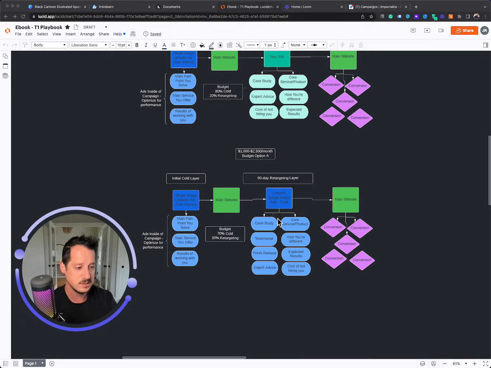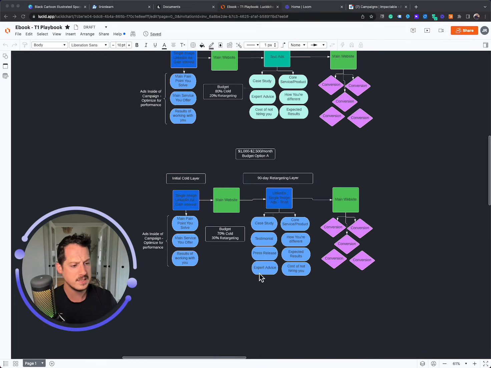Now for the retargeting layer, you want to look at frequency too; this is a 90-day retargeting layer. And so you would put all of these under one campaign. You probably don't need to or want to separate them into multiple campaigns, but within this one retargeting campaign, it's the same idea that we did up here. You have a layer of ads that are focused on building trust and credibility, and then you have a layer of ads that are more straightforward. This is our product, this is how we're different, this is the results, this is the cost of not working with us, or the cost of not taking action.